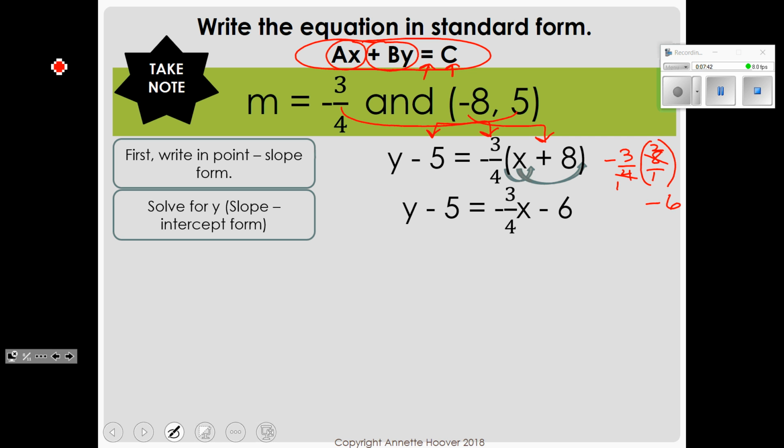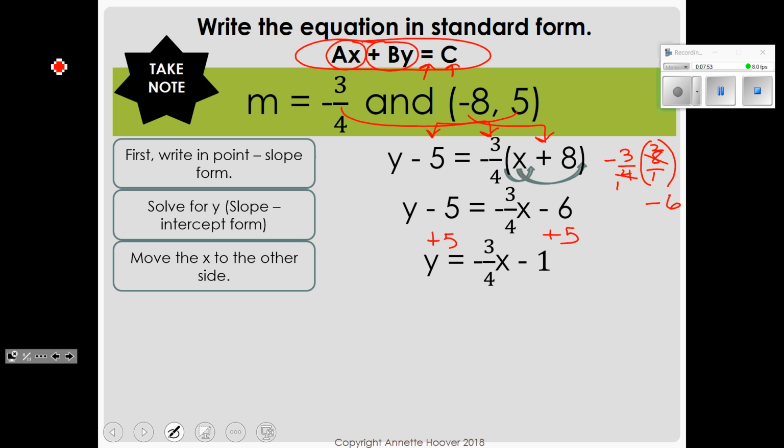To get y by itself, we add 5 to both sides. When you do that, you get y equals negative 3/4 x minus 1. Now the next step is putting it into standard form. Again, we want the x term here as the first term on the left. Well, here's the x term. All we have to do is move it from there and put it here in the first position.